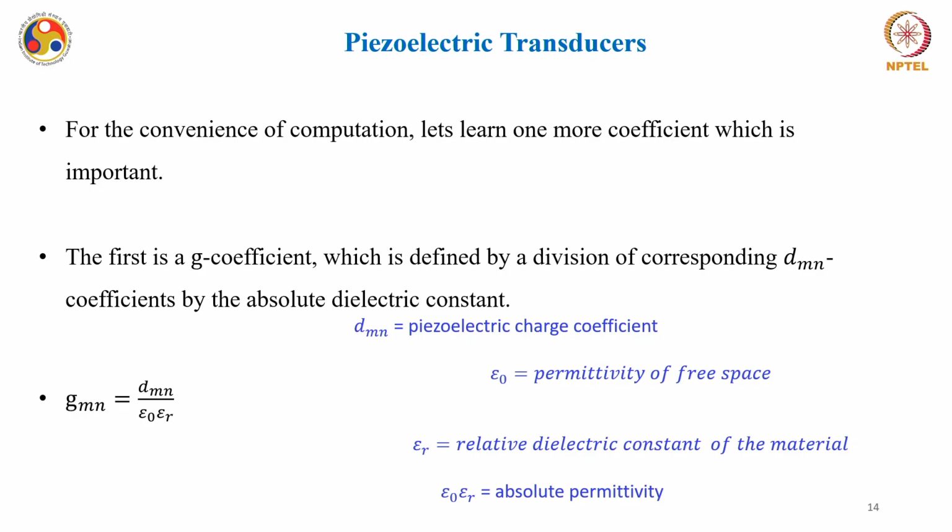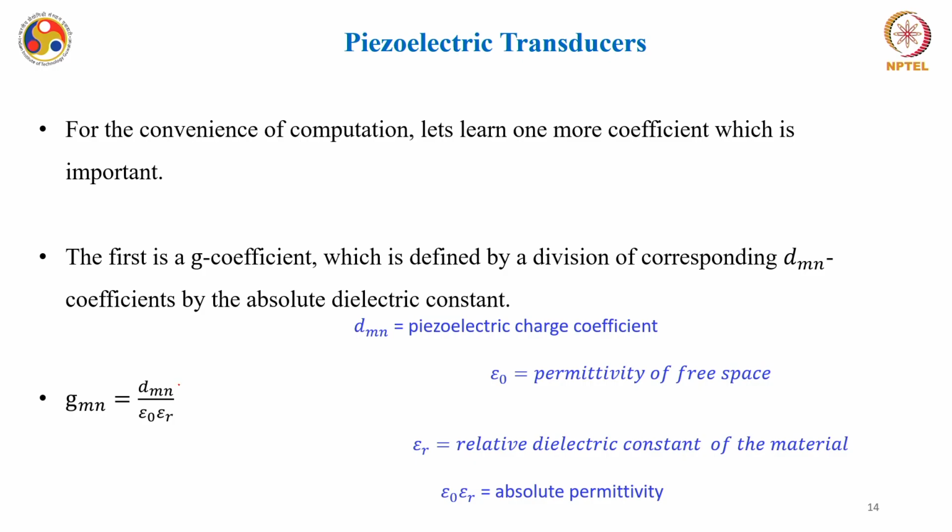Now we have seen one piezoelectric coefficient D33, or in general Dmn. Now let's see one more coefficient which will help us define a piezoelectric material or piezoelectric transducer in a little more detail. Let's call it the G coefficient. This G coefficient is defined by dividing the corresponding Dmn coefficient by the absolute dielectric constant.